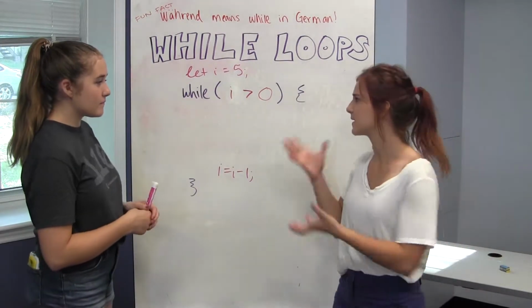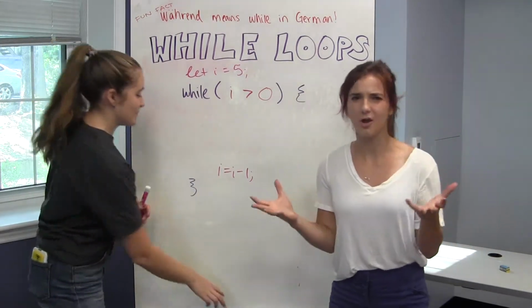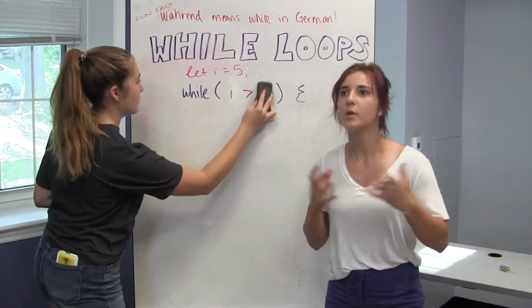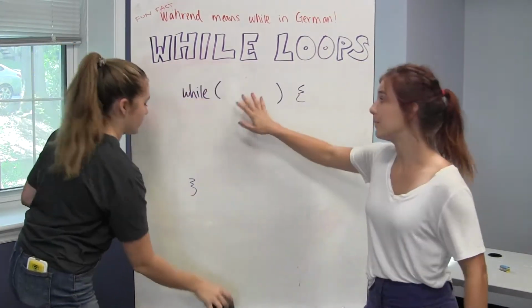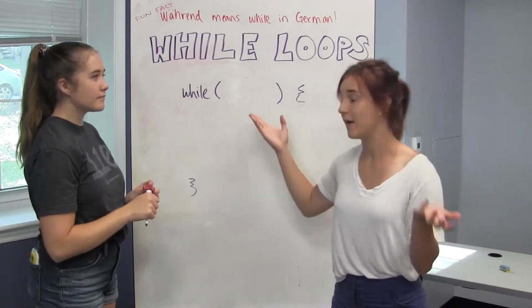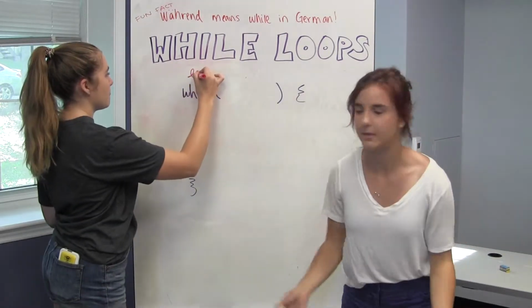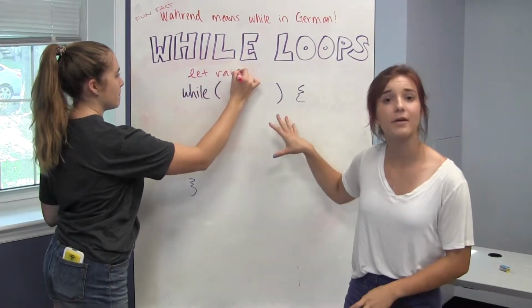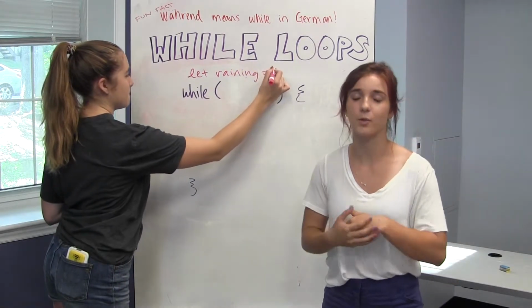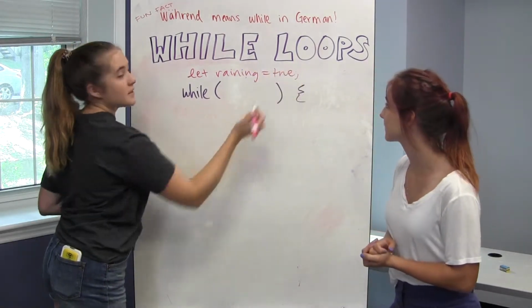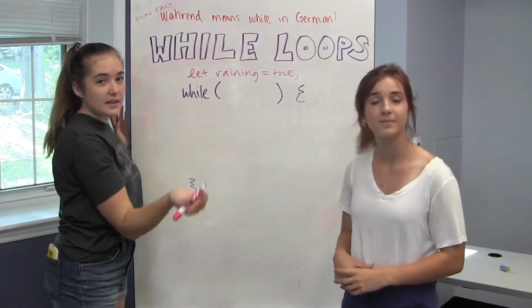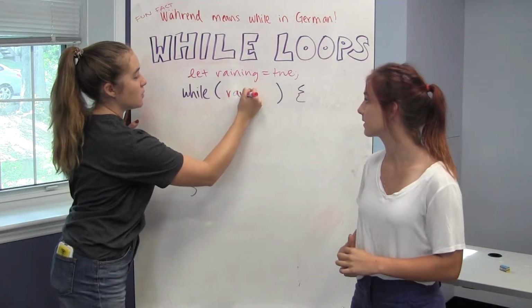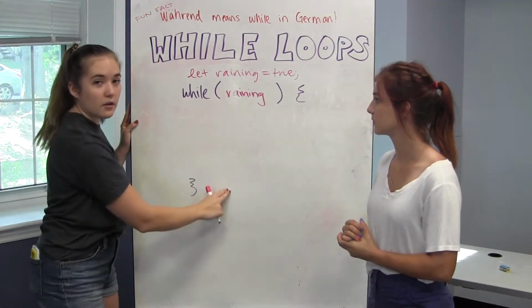But say we have some sort of condition where we actually don't know how many times we want the loop to run. We just know we want it to keep running until something is false. We can put just a Boolean, either a variable or a whole statement, inside this while condition, and it will keep running until the while loop evaluates to false. So in this example, we have a Boolean variable called raining, and it's set to be true. So we can actually say, while raining, then your while loop will run.